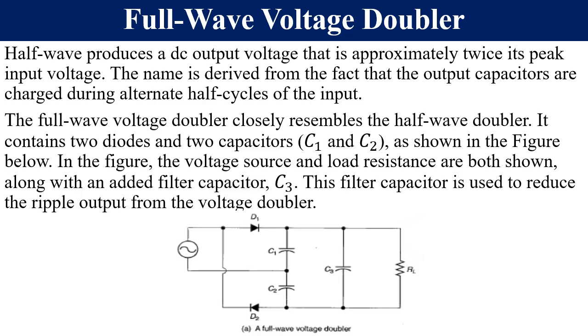We are now proceeding to the full-wave voltage doubler. And please take note of the half wave and the full wave. In this case, we've got 2 diodes, just like in a half-wave voltage doubler, but we now have 3 capacitors, and the other capacitor C3 is in parallel with the load.